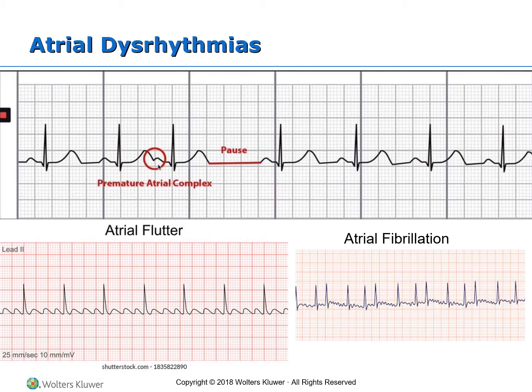PAC is often seen with tachycardia. The patient will have an atrial radial pulse deficit. So if you listen to the apex of the heart and then you feel for the radial at the same time, you'll notice that there's a deficit between the two. The patient might complain of their heart skipping a beat. Treatment: generally, identify and treat the underlying cause.